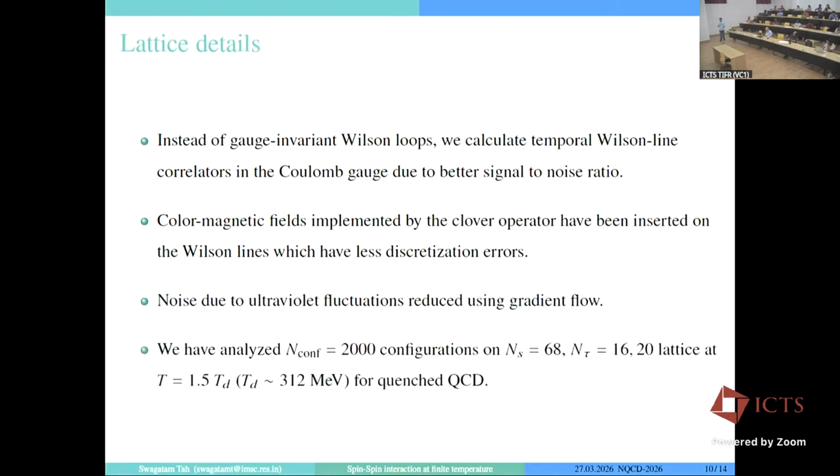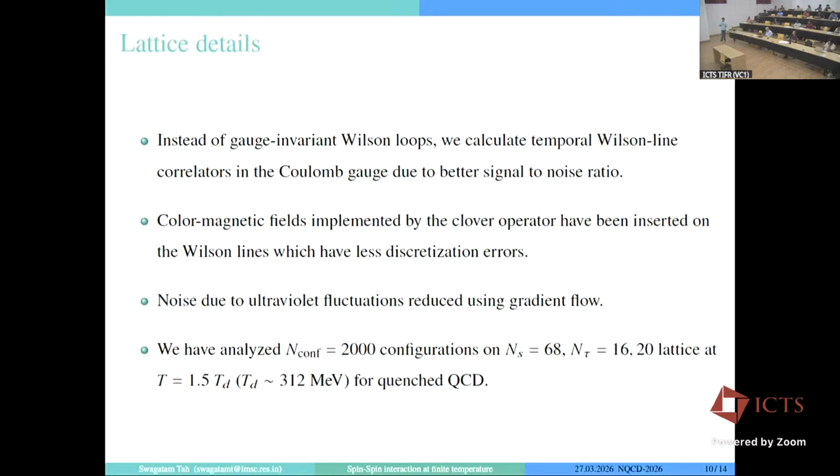The ultraviolet fluctuations are reduced using the gradient flow technique. So in lattice we have to calculate this operator on different configurations, and you need to take an expectation value. We have calculated at up to around 2000 configurations.